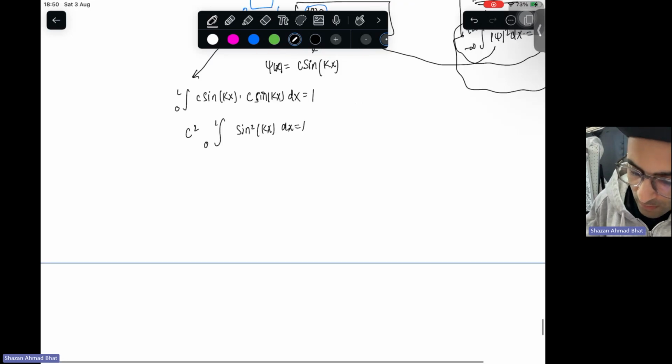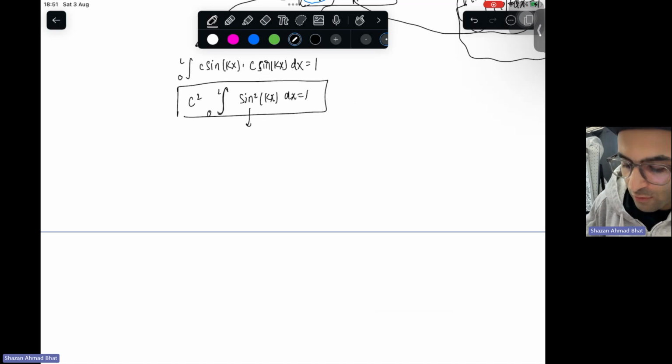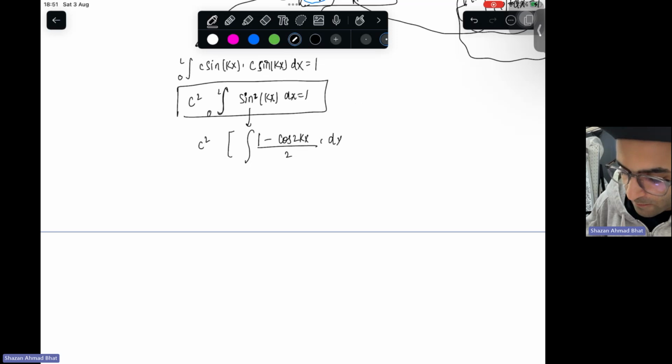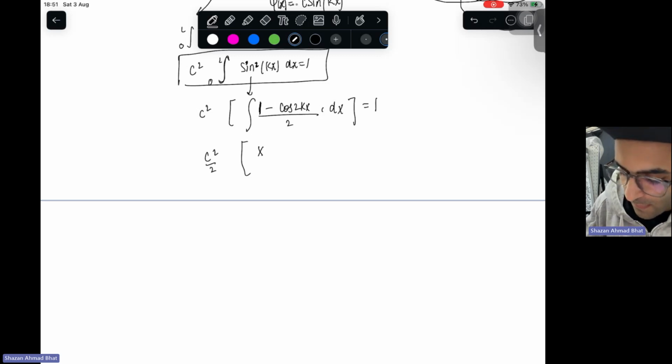Now, how do you solve this problem? This is an integral of sine square theta. You cannot directly solve this integral, so you have to first omit the square. You can write it as the integral of (1 minus cos 2kx) divided by 2 dx, and this is equal to 1, with c square outside. Now you have to integrate. Let's take the 2 outside. The integral of 1 with respect to x is x, minus the integral of cos 2kx, which is sine 2kx divided by 2k. The limits are from 0 to L. This should be equivalent to 1.